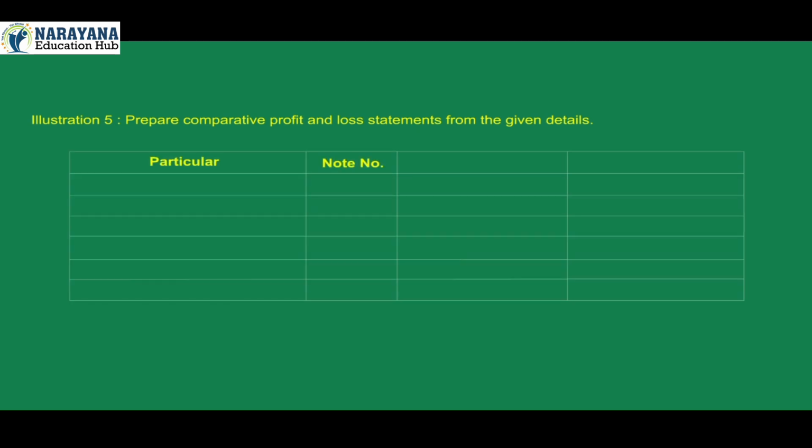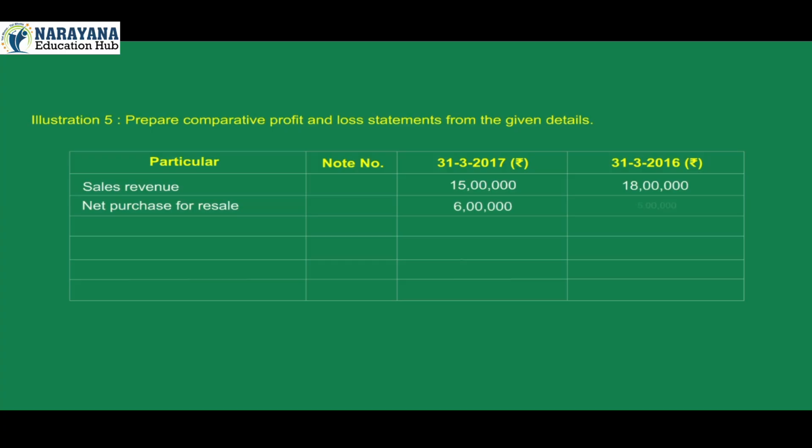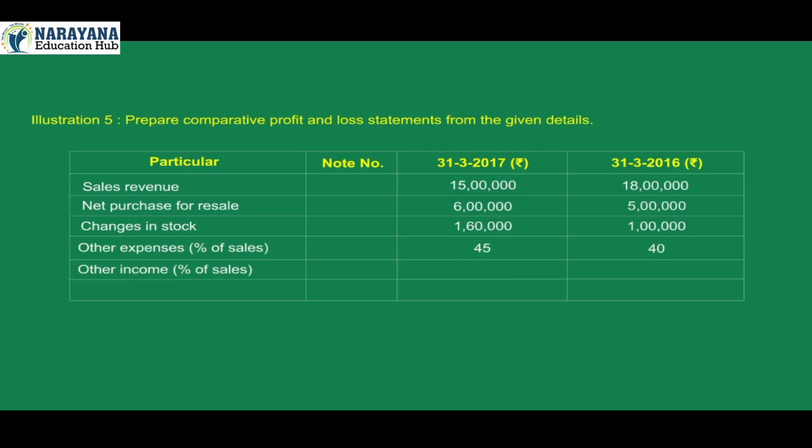Prepare comparative profit and loss statements from the given details. Particulars, note number, 31st March 2017, 31st March 2016. Sales revenue 15 lakh, 18 lakh. Net purchase for resale 6 lakh, 5 lakh. Changes in stock 1 lakh 60,000, 1 lakh. Other expenses, percentage of sales, 45, 40. Other income, percentage of sales, 12, 40. Income tax rate 30%, 30%.